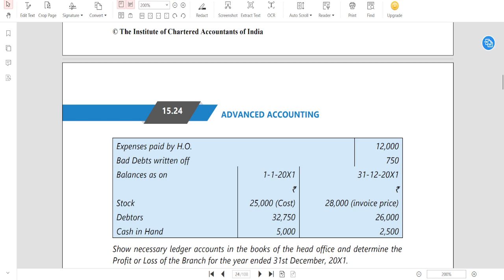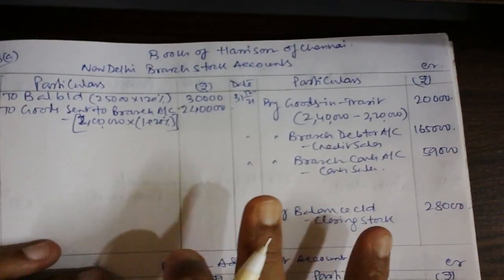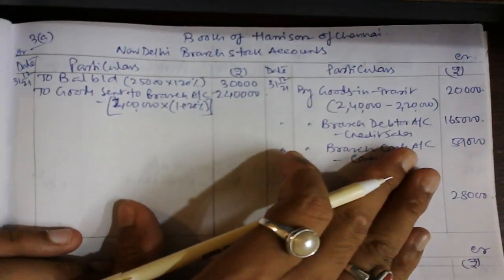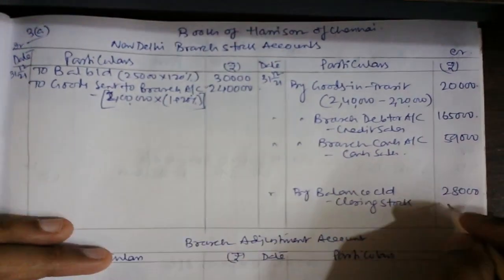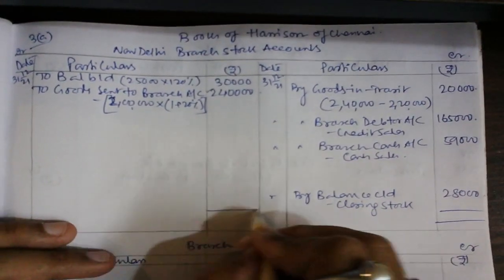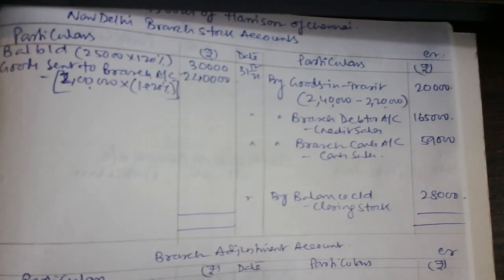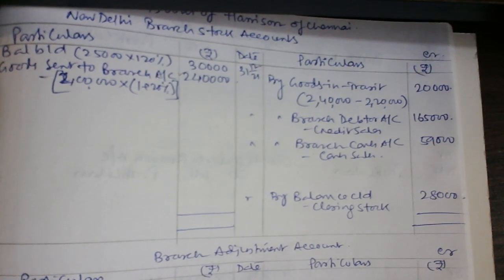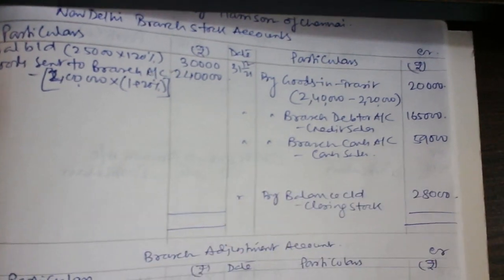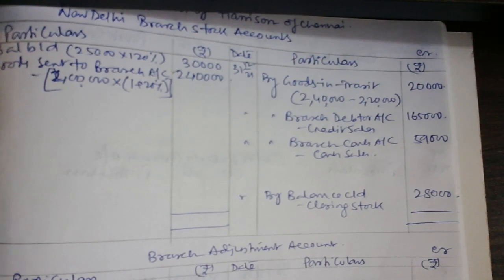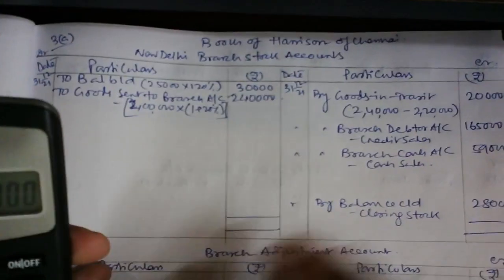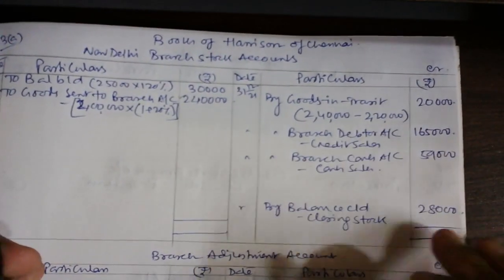So now the time has come to close the books of accounts. Okay, let's close. The first thing we need to close is this branch stock account, because no adjustment is pending here. So can you close it? Let's close it. See what will happen, guys, let's check once. 20,000, 1,65,000, 59,000, 28,000. Okay, part by part we are going through it.